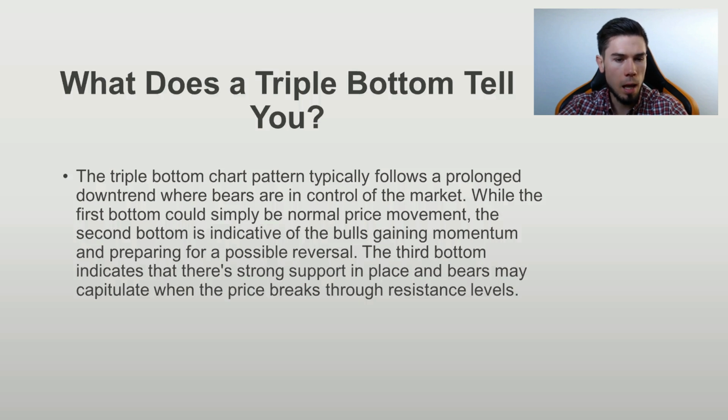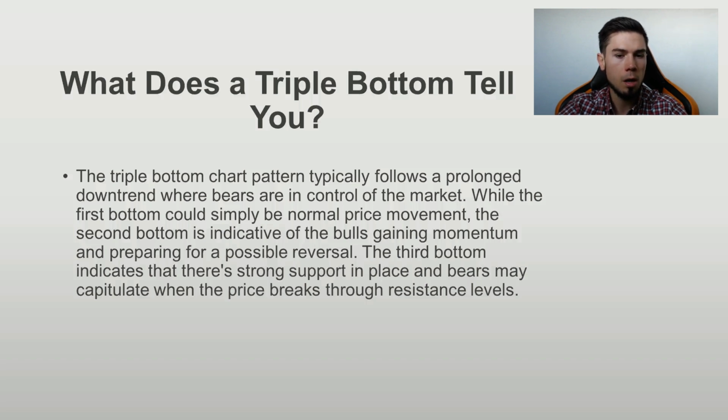What does a triple bottom tell you? Well, the triple bottom chart pattern typically follows a prolonged downtrend where bears are in control of the market. While the first bottom could simply be normal price movement, the second bottom is indicative of the bulls gaining momentum and preparing for a possible reversal. The third bottom indicates that there is strong support in place and bears may capitulate when the price breaks through the resistance level. Attention, the capitulation appears when we break through the resistance levels.